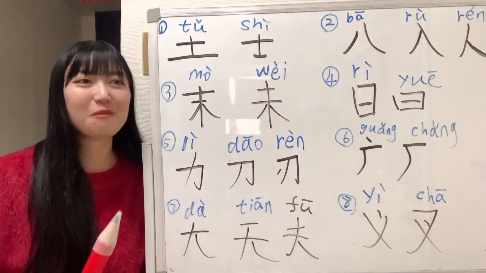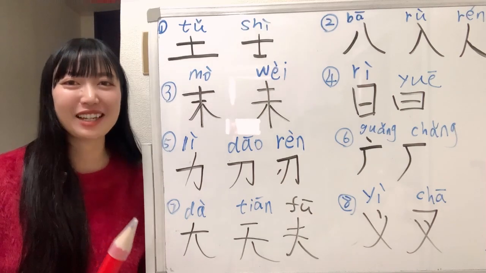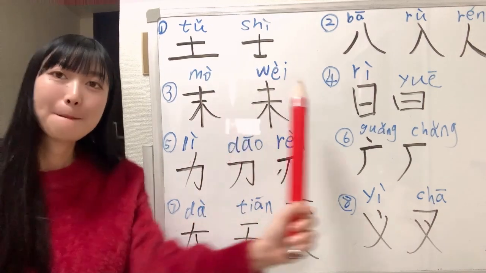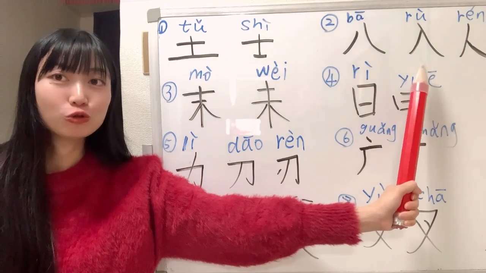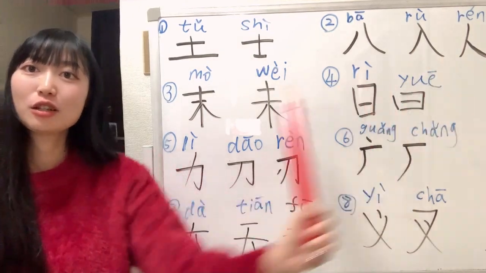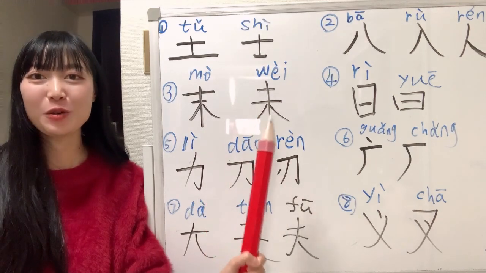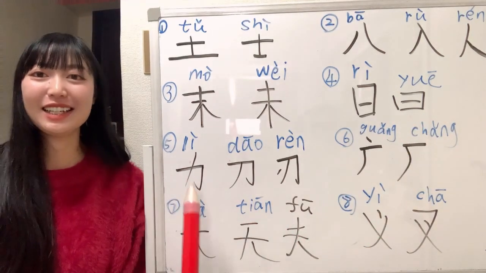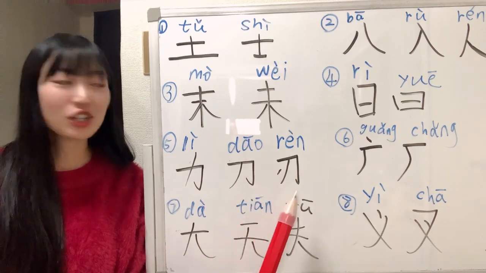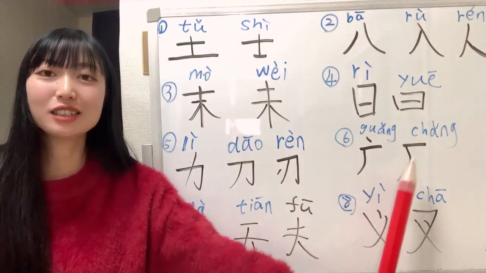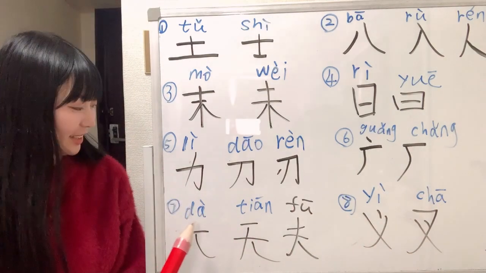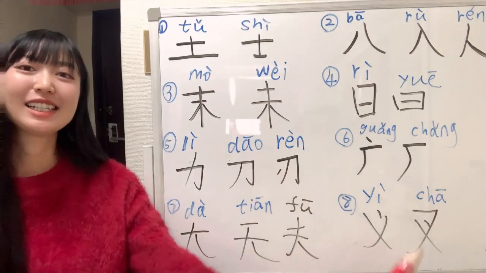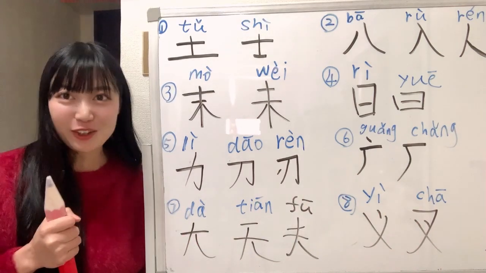But before I say goodbye to you, I want to read them one more time. 土 士 八 入 人 末 未 日 曰 力 刀 刃 广 厂 大 天 夫 义 叉.